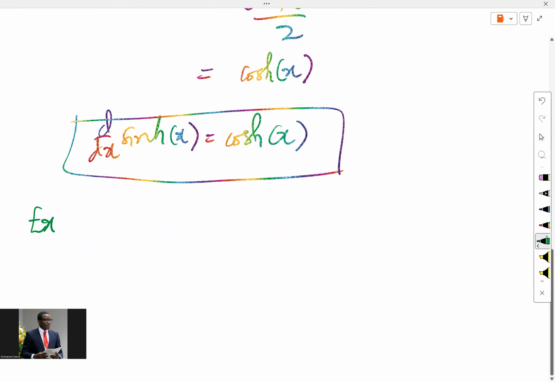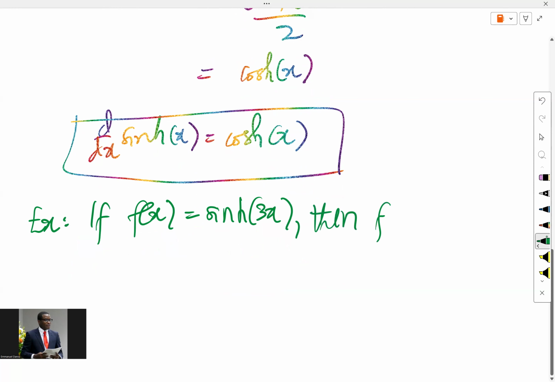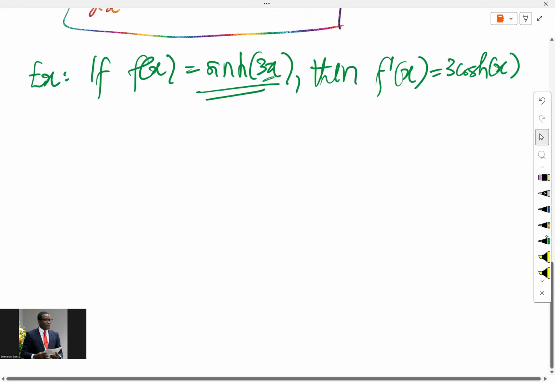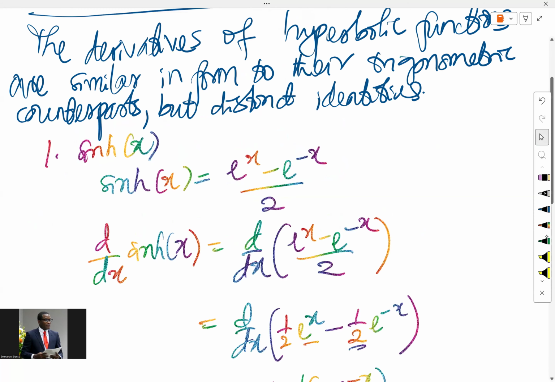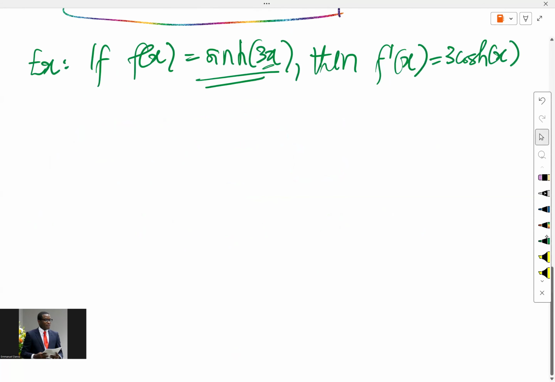So if we take this example, that if f of x is sinh 3x, then f prime of x: you already know differentiating sinh x gives cosh x, but then you have 3x. Differentiate 3x, you get 3. Then the 3 will have to multiply the cosh x that you would get. So that goes like that.